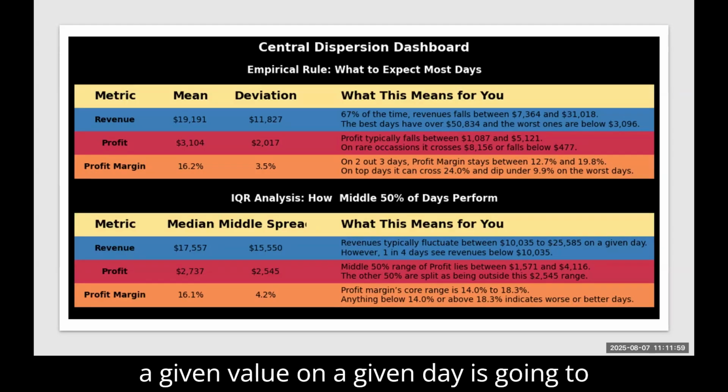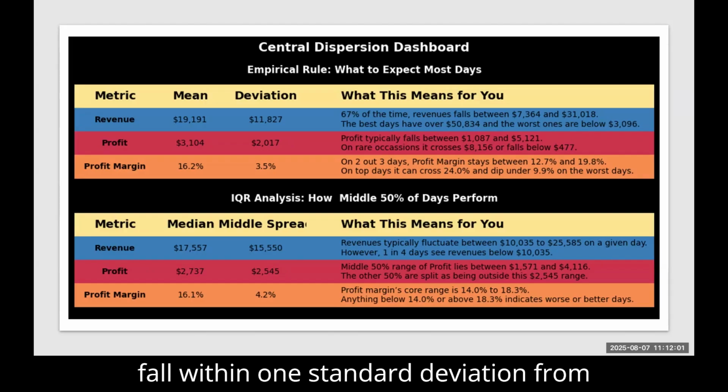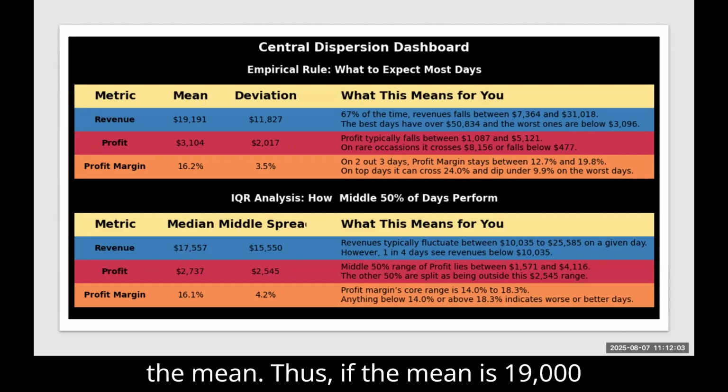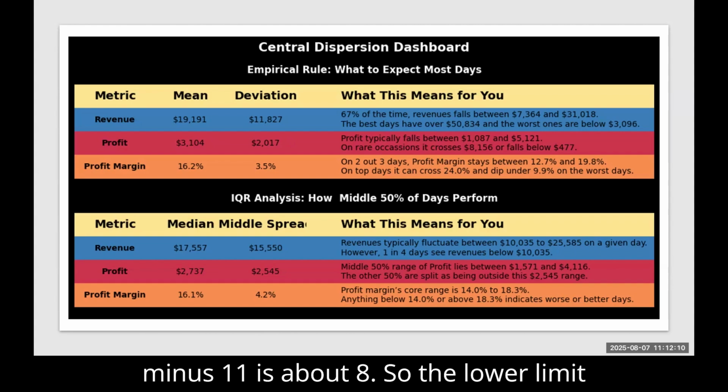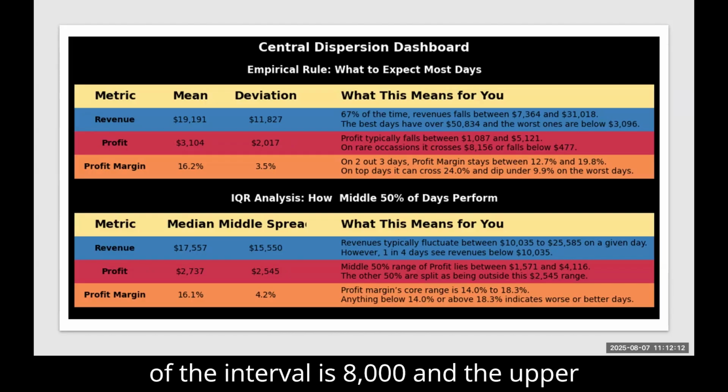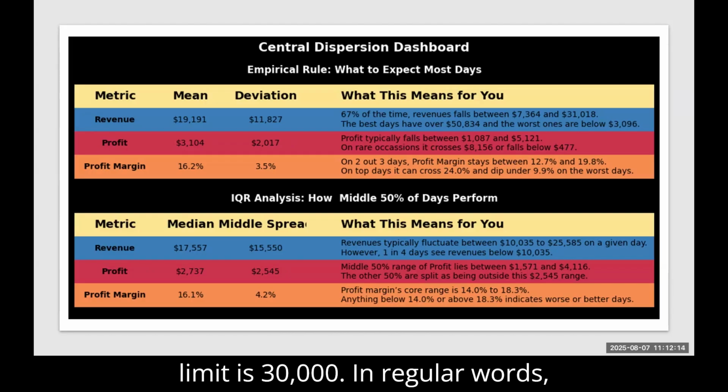67% of the time a given value on a given day is going to fall within one standard deviation from the mean. Thus, if the mean is 19,000 and the deviation is 11,000, then 19 minus 11 is about 8. So the lower limit of the interval is 8,000 and the upper limit is 30,000.